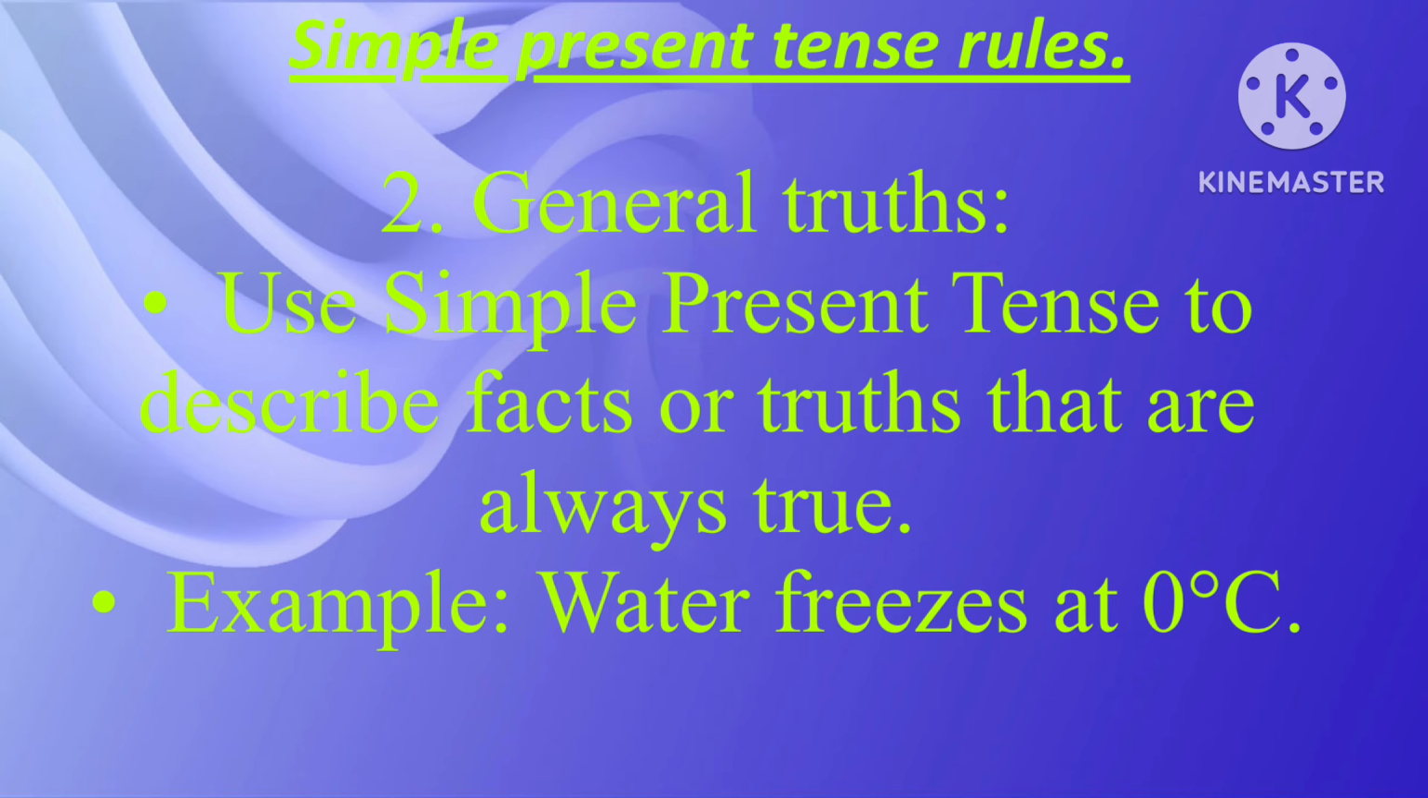General truths. Use simple present tense to describe facts or truths that are always true. For example, water freezes at 0 degrees Celsius. And not only the water, but also there are so many truths which are discovered by humans. For example, humans always drink alcohol. Not everybody, few people. Milk is always white.